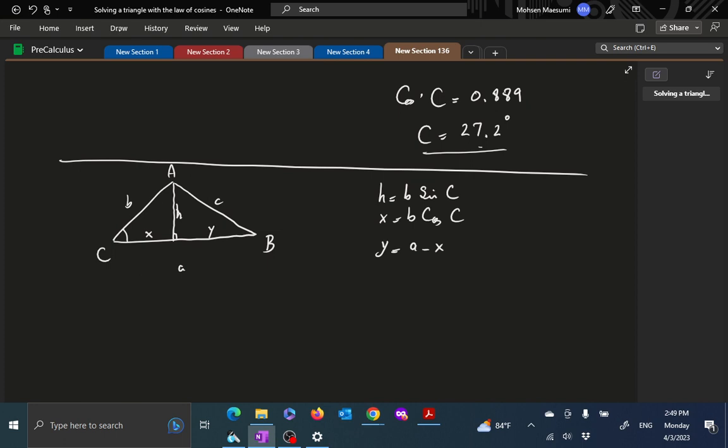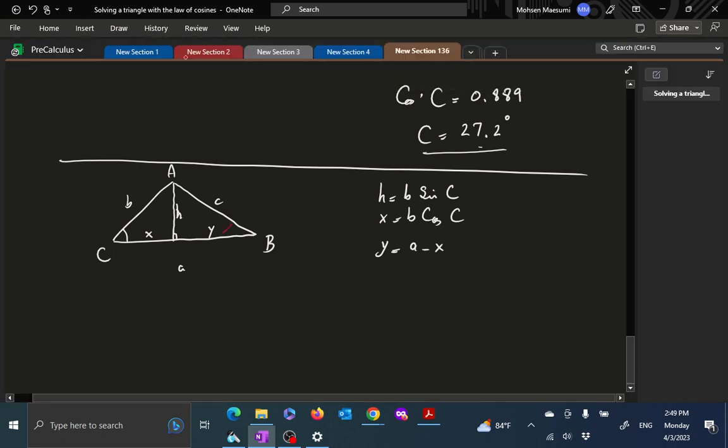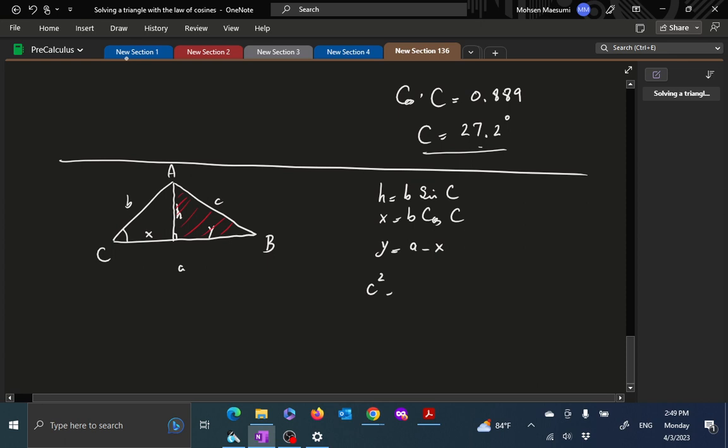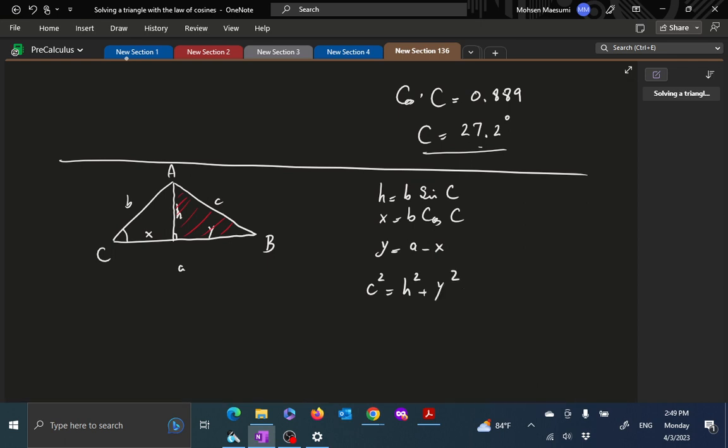Now what I'm going to do is take a look at this right triangle here. What can I write there? Right triangle, I can write C squared is equal to H squared plus Y squared. So C squared is H squared plus A minus X squared. So let's square that. I have A squared plus X squared minus 2AX.